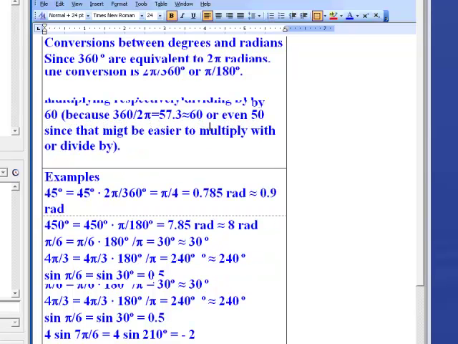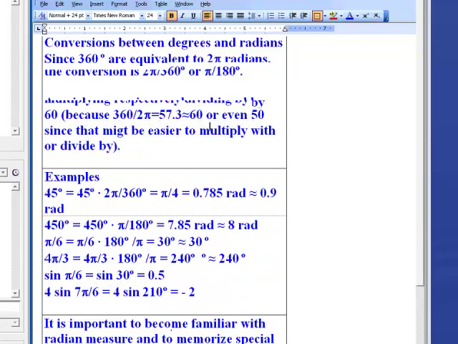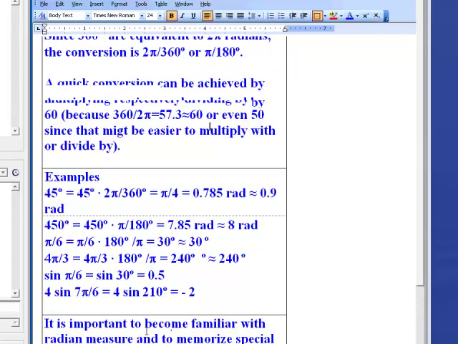One more. It is important to become familiar with radian measure and to memorize special angles. Those are the same special angles as 0, 30, 45, 60, and 90 degrees. So we will have to memorize 0, pi over 6, pi over 4, pi over 3, and pi over 2. And of course pi for 180 and 2 pi for 360.